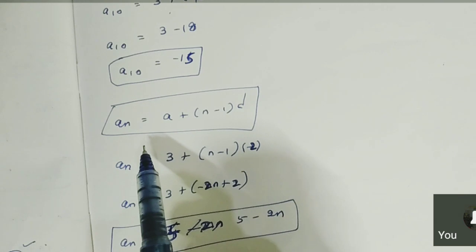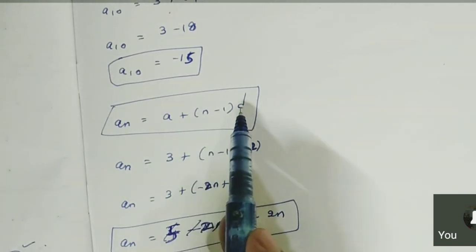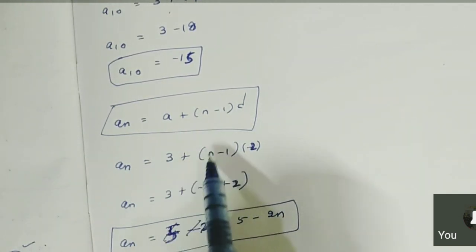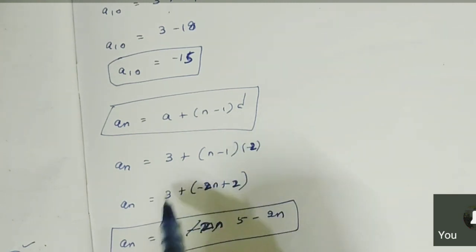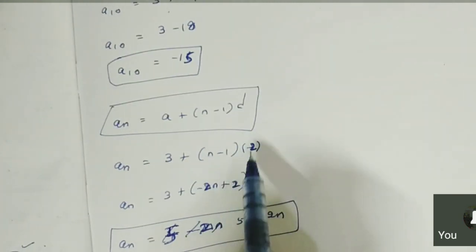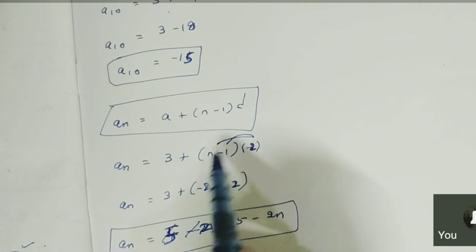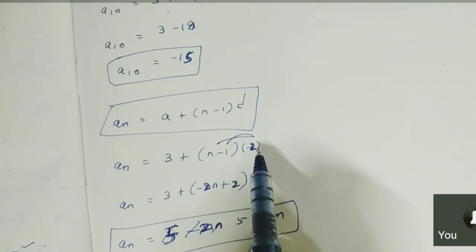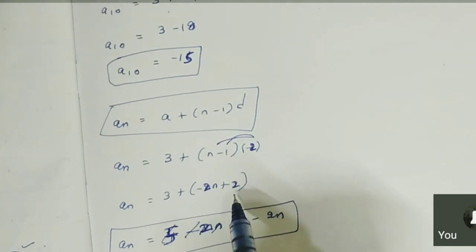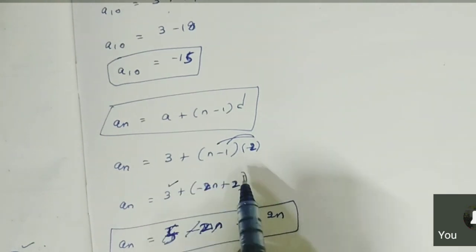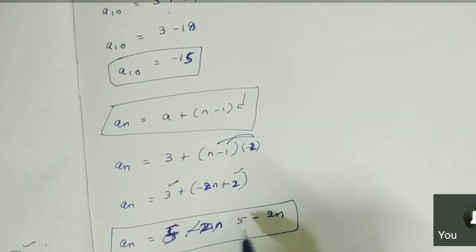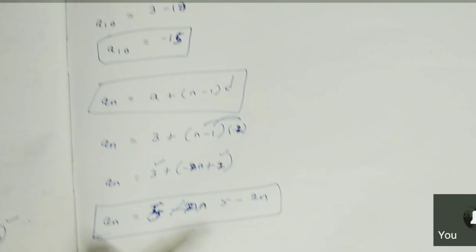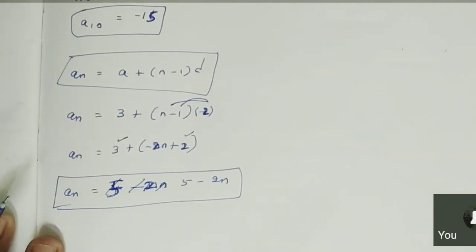So next we can find An. An is equal to A plus n minus 1 into D. So An is equal to 3 plus n minus 1 into minus 2. We just multiply using the distributive property: minus 2 into n is minus 2n, minus 2 into minus 1 is plus 2. Now 3 plus 2 is plus 5. So An is equal to 5 minus 2n. Are you clear?